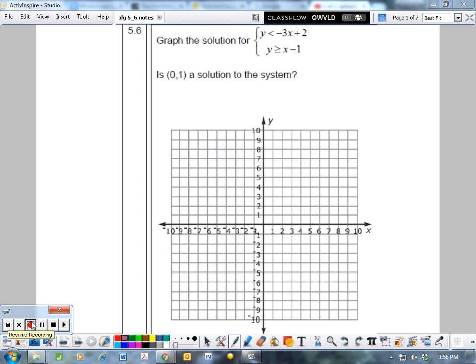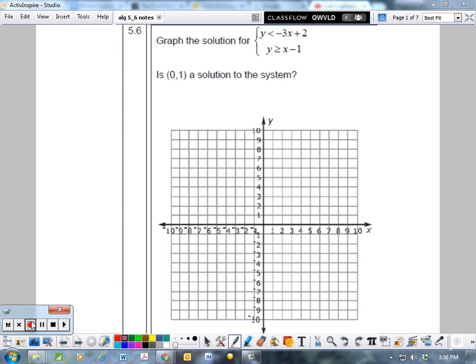Okay, we've solved systems by graphing, we've solved systems by substitution, we've solved systems by elimination. We talked about special cases. We graphed inequalities. So now we're going to graph a system of inequalities. So I'm going to graph two different inequalities on the same graph. We're going to talk about where is the actual answer.